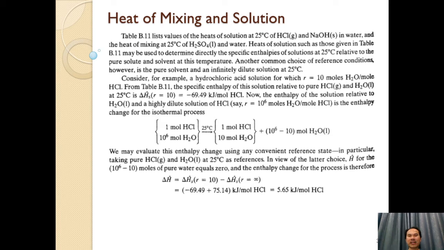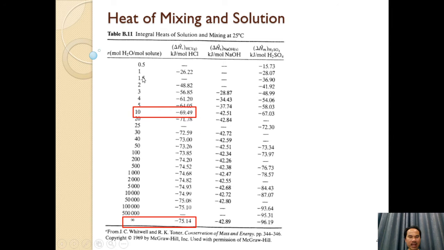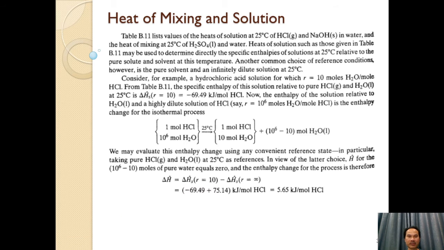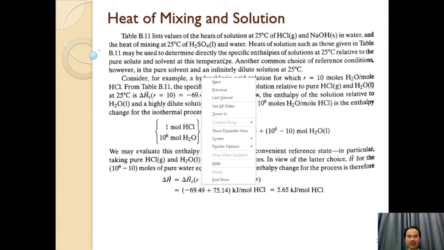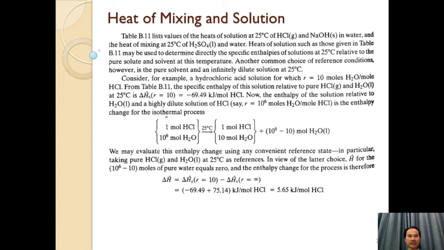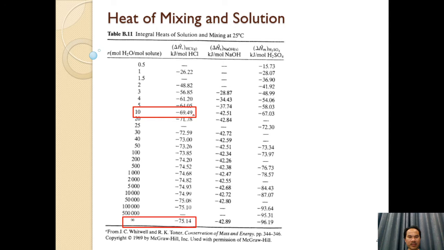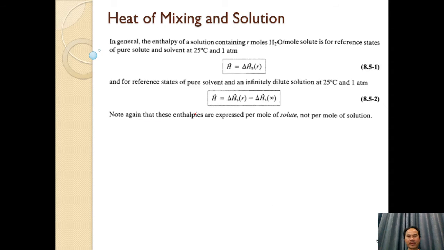Also for this case, we can write referring to 25 degrees Celsius. For example, for hydrochloric acid, r equal to 10 mole water per mole, because in this table the value is the mole of solvent per mole of solute. In this case, if we consider r equal to 10 of hydrochloric acid, the enthalpy is minus 69.49 kilojoule per mole hydrochloric acid.